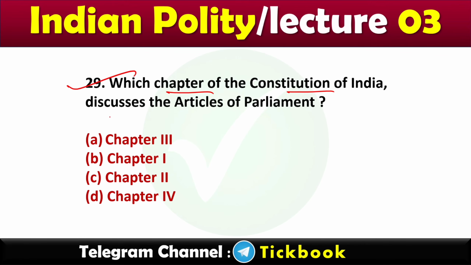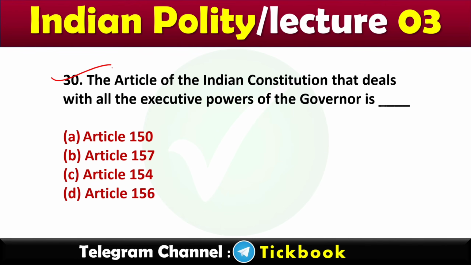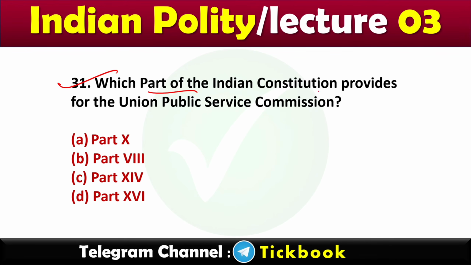29. Which chapter of the Indian Constitution discusses the articles of the Parliament? Option number C, Chapter 2. Chapter 2 is the correct answer. 30. The article of the Indian Constitution that deals with the all executive powers of the governor is? Executive power of the governor is mentioned in the article of 154. Option number C is the correct answer. 31. Which part of the Indian Constitution provides for the Union Public Service Commission? Which part? Option number C, Part 14.